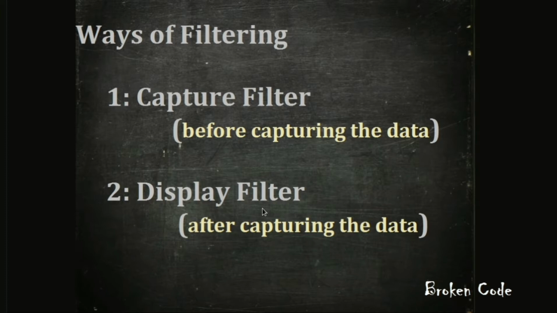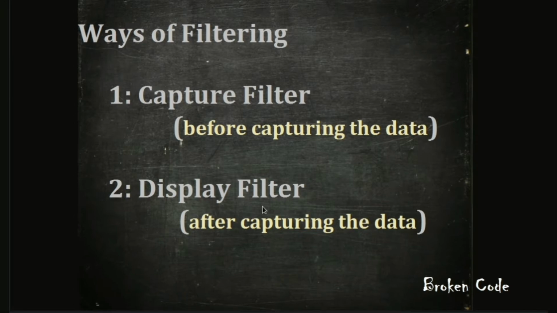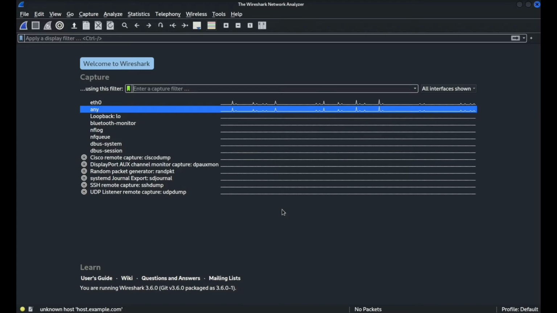On the other hand, in display filtering, first all the traffic is captured by Wireshark. Then a user applies a filter on the captured traffic according to his need. Now let us see how to apply the filters in Wireshark. This is the interface which we get when we open Wireshark.